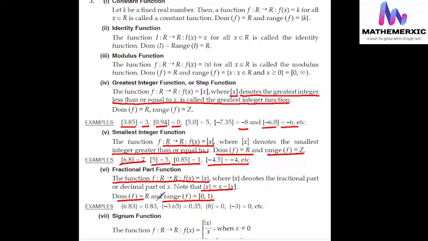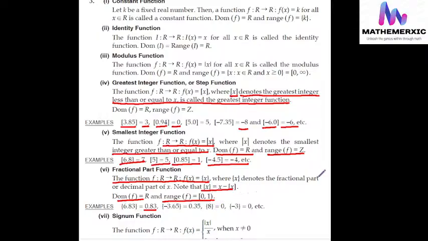For 6.83 as a fractional part function, it will be x minus that particular part, so 6.83 minus 6, that is 0.83. Even here it is straightforward, it will be negative 3.65.